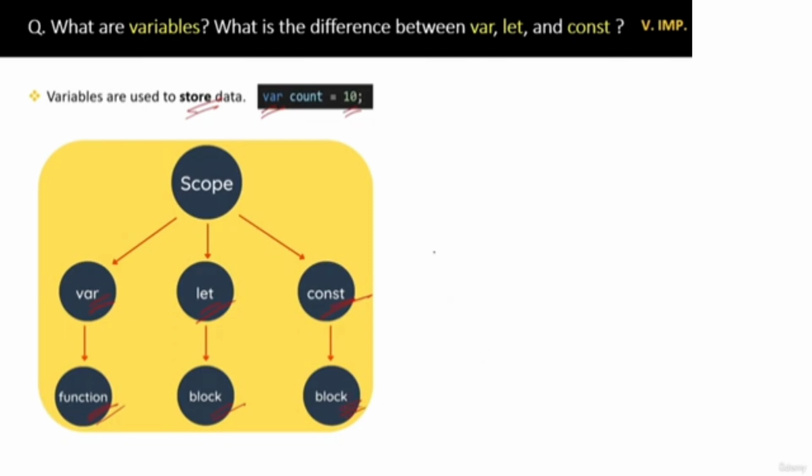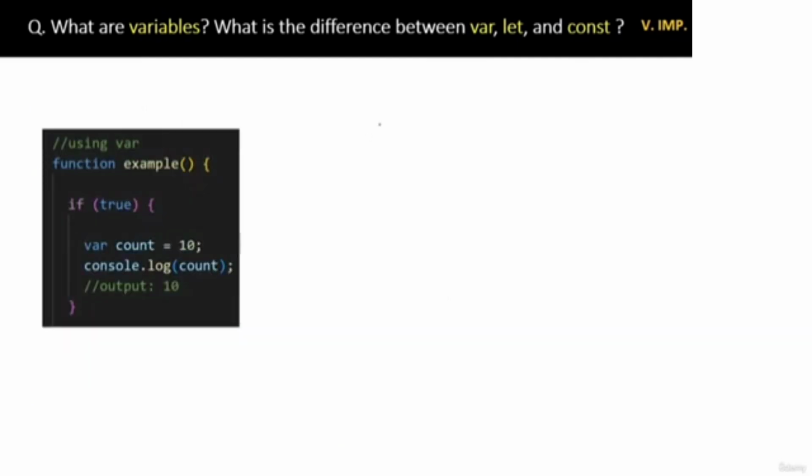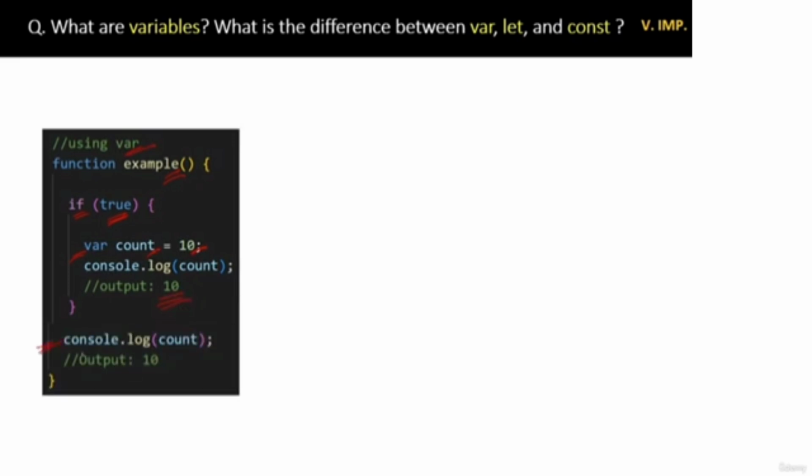Now let me show you the differences between them with the help of the code. Here is the code example for the var keyword. Here we have one function example, and inside that we have an if condition that is always true. Inside it, we are using the var keyword to assign the count a number value of 10. When we print the count inside the if block, the output will be 10, which is expected.